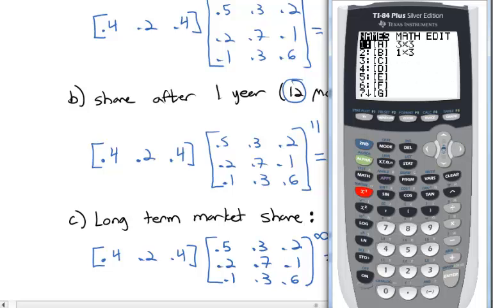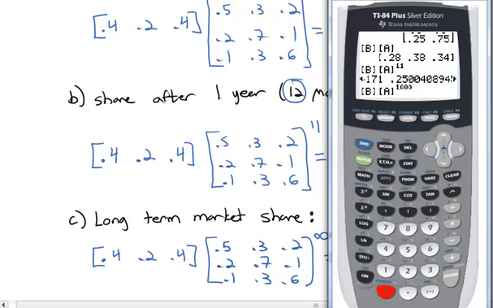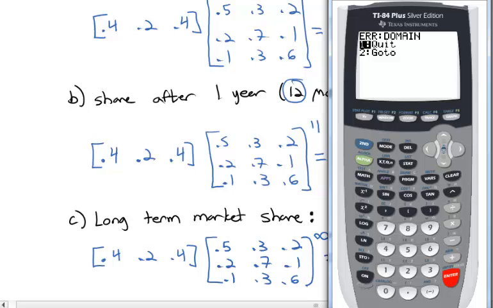So we'll hit second matrix. We want B first, times matrix A to some very large power, maybe 1,000 power. That's probably sufficiently large. Whoops, too large. Well, let's do 100th power then. And we see that over the long term, we do hit these exact decimals that we were rounding to after a year, 0.25, 0.5, and 0.25.